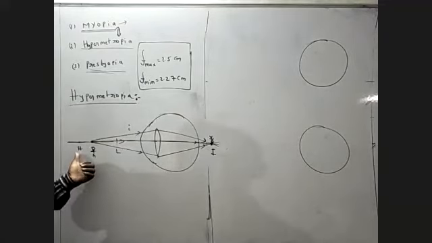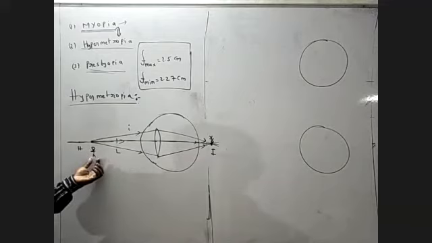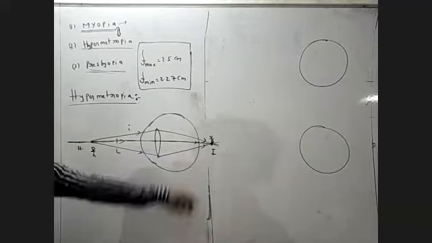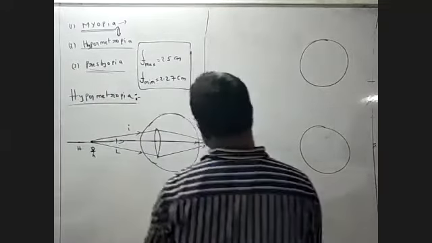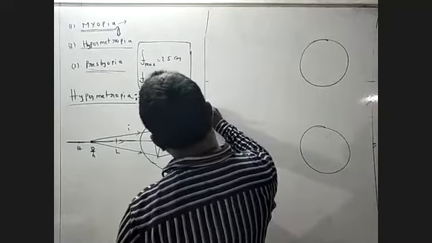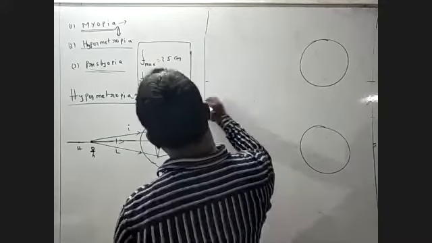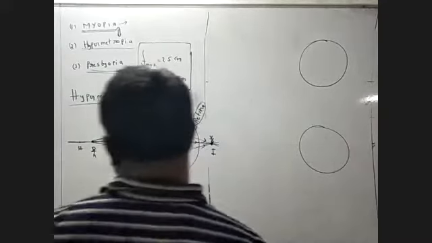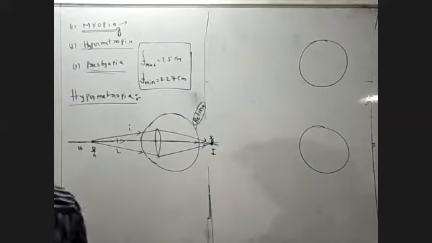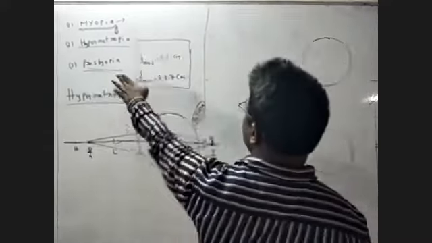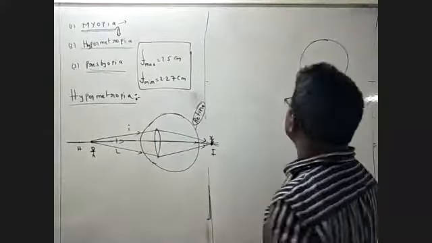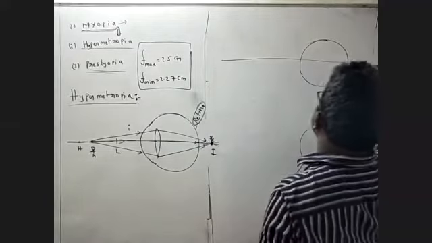The object is placed between H and L. The image is formed beyond the retina. This is the retina. This is one problem. This person has the problem, and what is the problem? That is hypermetropia.